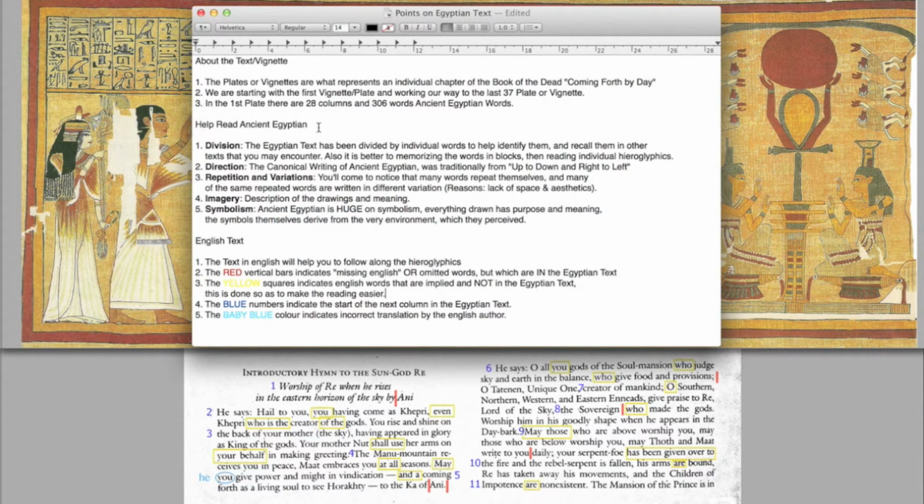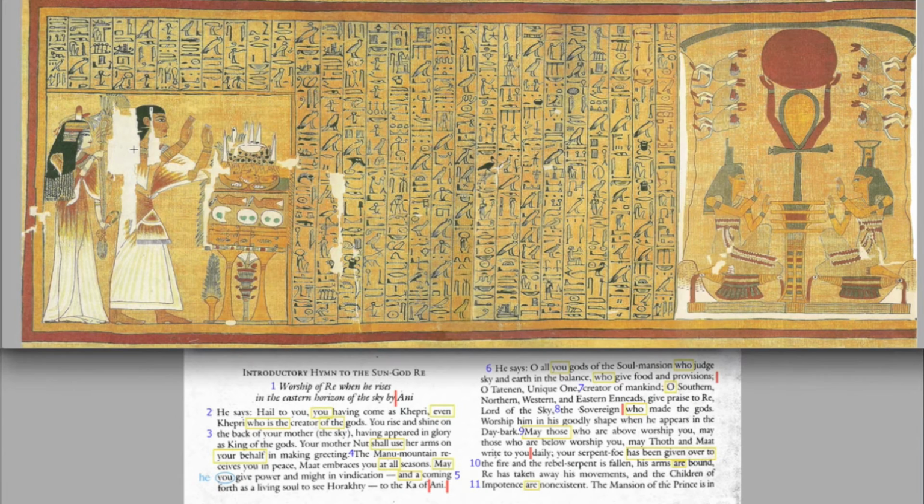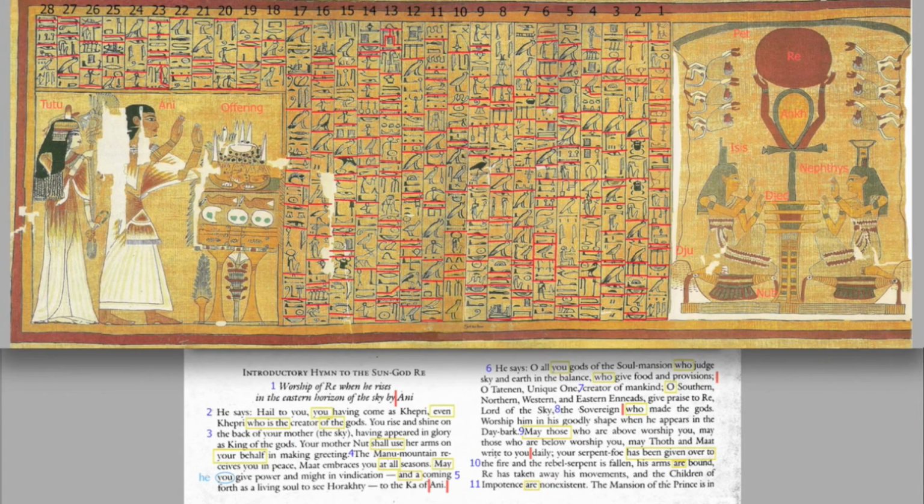How to read ancient Egyptian text. Division. The ancient Egyptian text has been divided by individual words to help identify them and recall them in other texts that you may encounter. Also, it is better to memorize the words in blocks than reading individual hieroglyphs. So for example, here is the text that's not divided. I've gone ahead and taken the liberty in dividing the words. So now you can see the columns in numbers and the text divided in individual words.